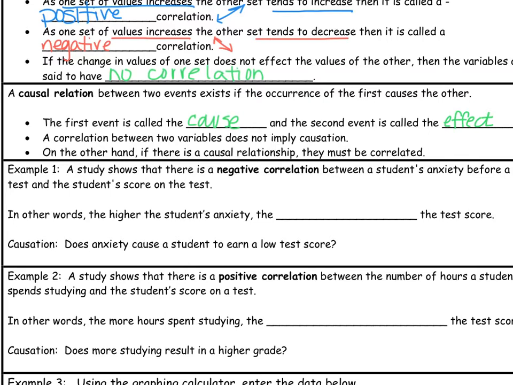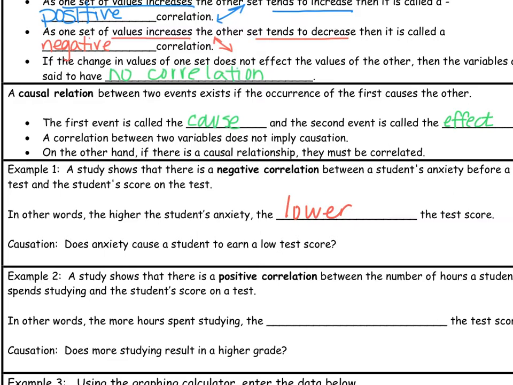So in example 1, a study shows that there's a negative correlation between a student's anxiety before a test and the student's test scores. In other words, the higher the student's anxiety, the lower the test score. So there is a correlation. As one thing is increasing, the anxiety, the test score is lowering. But does the causation, does anxiety cause a student to earn a low test score? And the answer is, in this case, probably yes, but can we prove it? We don't really know.